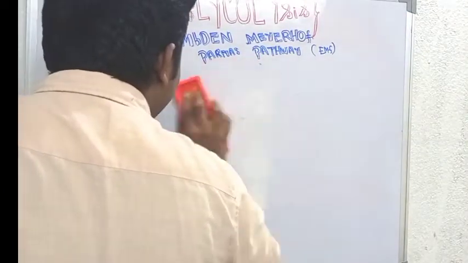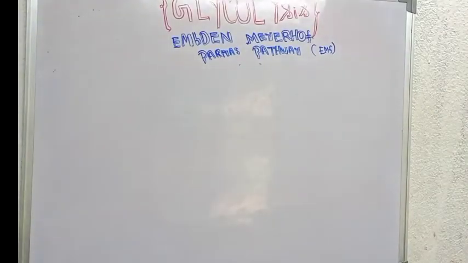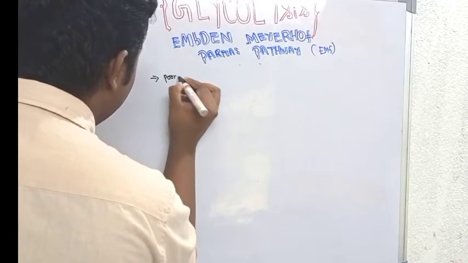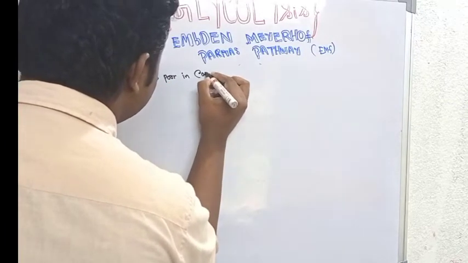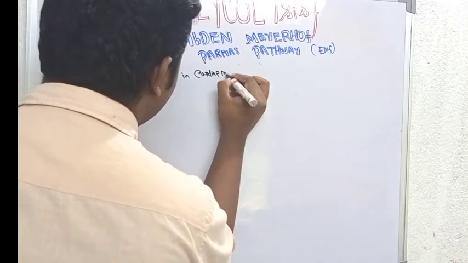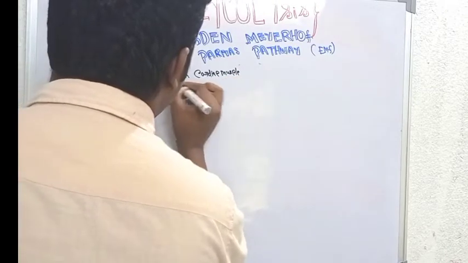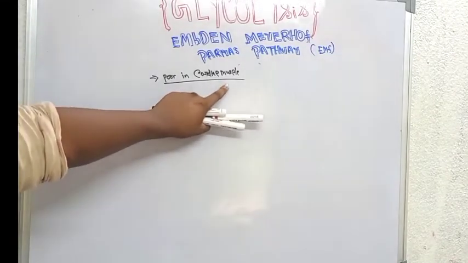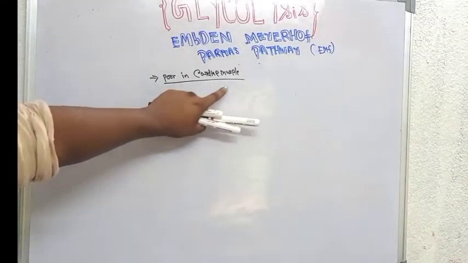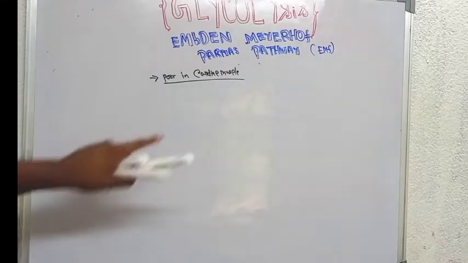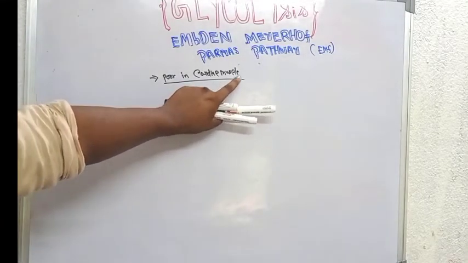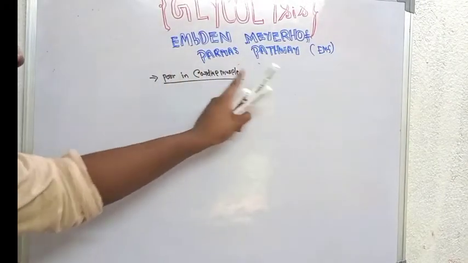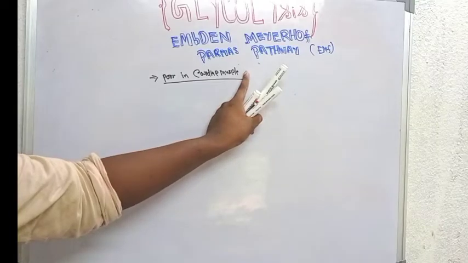Another important thing is that anaerobic glycolysis is poor in cardiac muscle. So in case of ischemia, cardiac muscles are very prone to damage or necrosis. In the cardiac muscle, glycolysis is very poor.